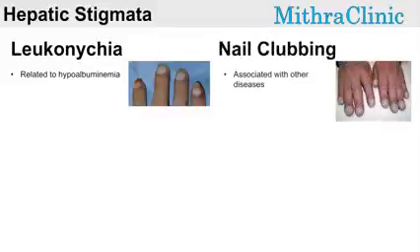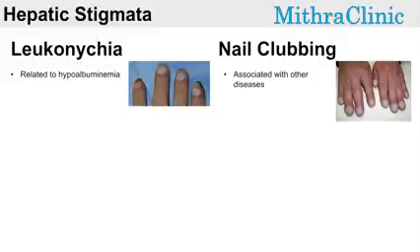Another stigmata is nail clubbing. Now, with nail clubbing, you can see here in these patients' fingers that there's a change in the angle of the nail. Nail clubbing itself seems to be related to hypoxemia. It's typically a sign of respiratory problems. So you can see nail clubbing in respiratory diseases, but you can also see it in liver diseases as well.